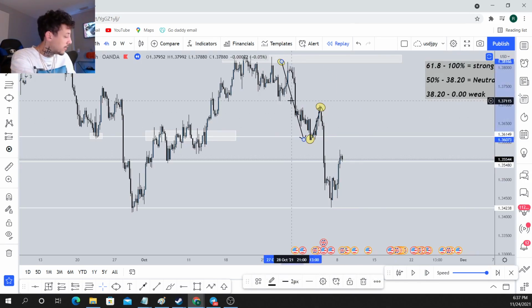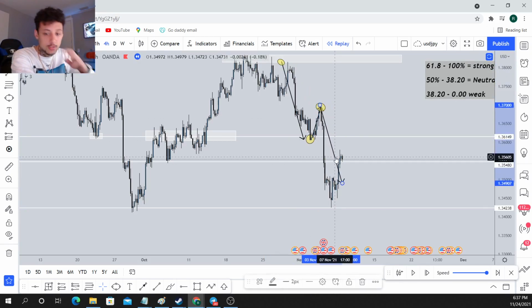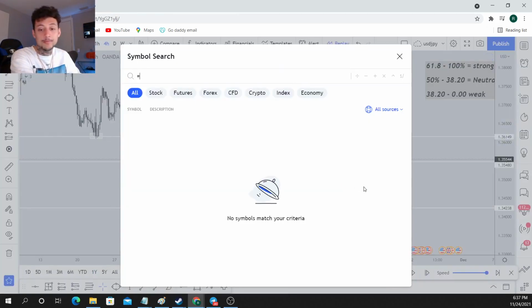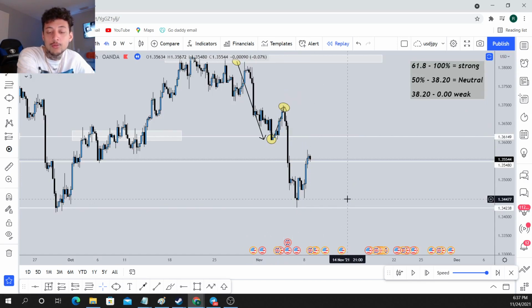If you literally just copy and paste this move, you can see that the price pretty much replicates itself time and time again, right? So there you have it. Point A, point B, point C, and then it went all the way down to point D. Now, again, this is a 3-leg extension, right?